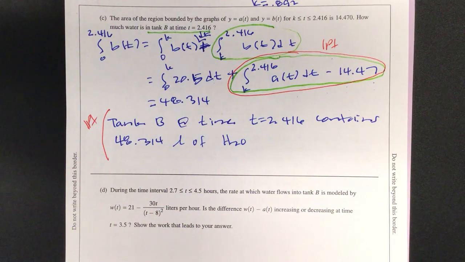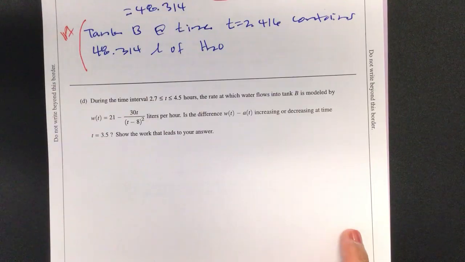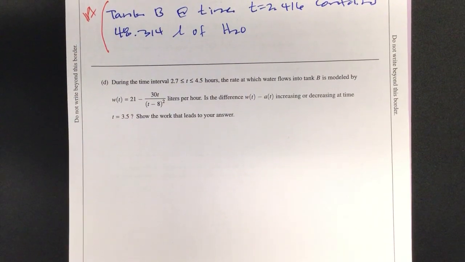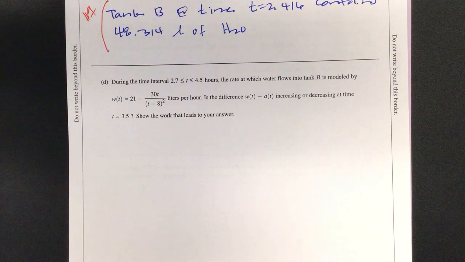Okay, Abby, when you're ready, let's read part D. During the time interval 2.7 to 4.5 hours, the rate at which water flows in tank B is modeled by W of t equals 21 minus 30t over (t minus 8) all squared liters per hour. Is the difference W of t minus A of t increasing or decreasing at time t equals 3.5? Show all the work. So we're looking for the difference.